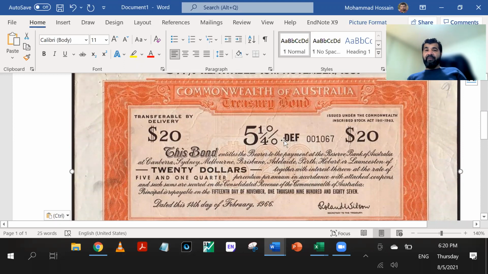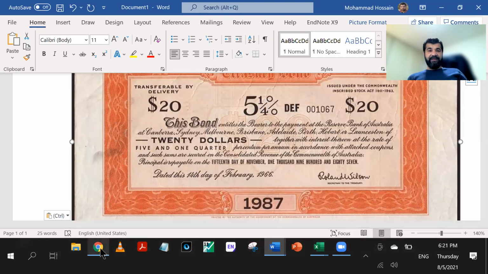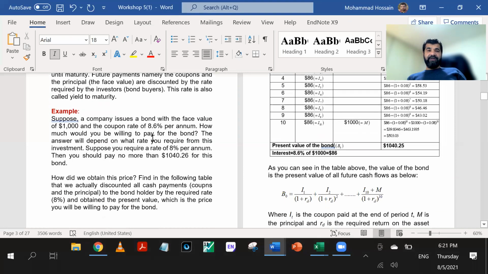This 5.25% is called the coupon rate. $20 to be paid is called the par value or face value. That's what they mean here. All right, the coupon rate, and the principal. That principal is the same thing: principal, par value, face value, all of that is $20. That's what it means here. Discounted by the rate required by the investors. We'll talk a little bit more about this one.